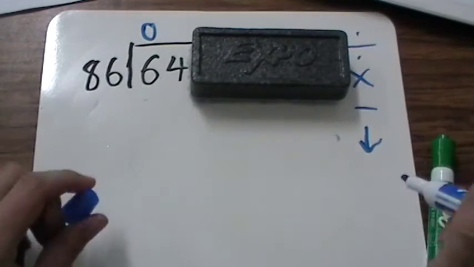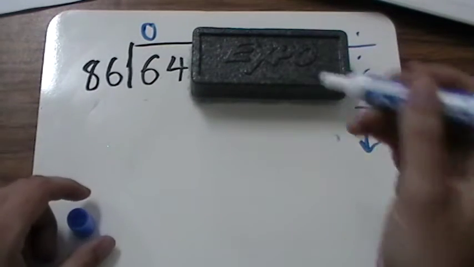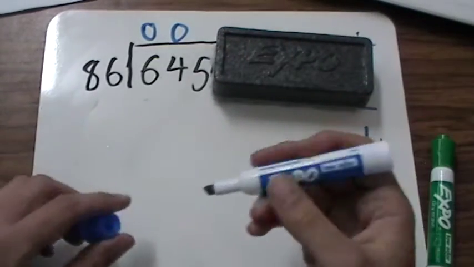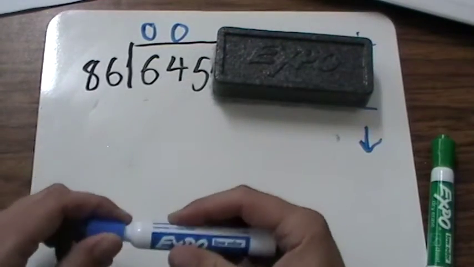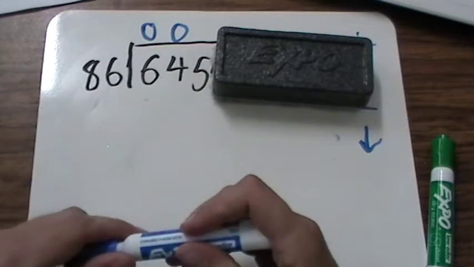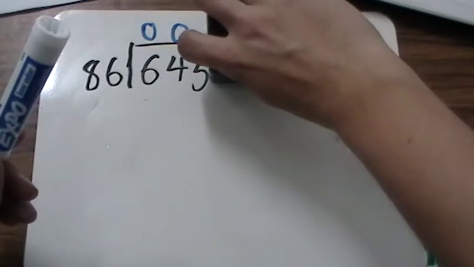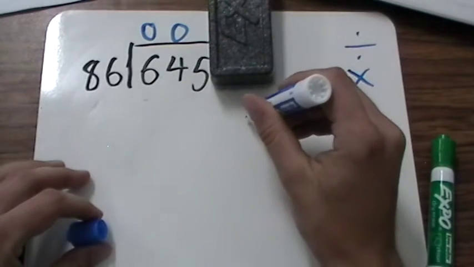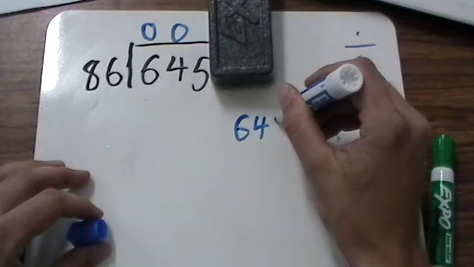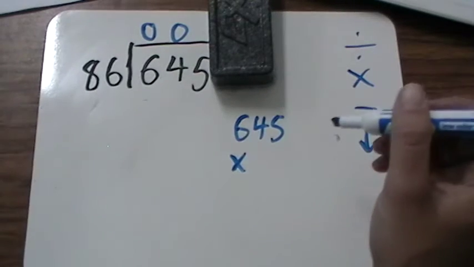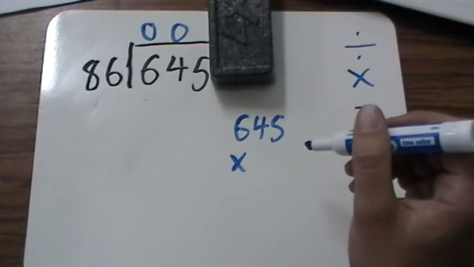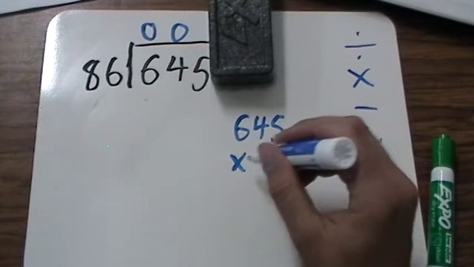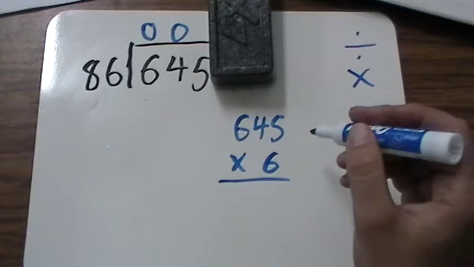How about 64? No, 64 is still too small. How about 645? Yeah, it can. Now I gotta ask myself, how many times can it fit in there? And so that's where I'm going to actually do some two-step multiplication to guess and check. 645 multiplied by, let's see. Let's try 6 times. We'll see if we get close.